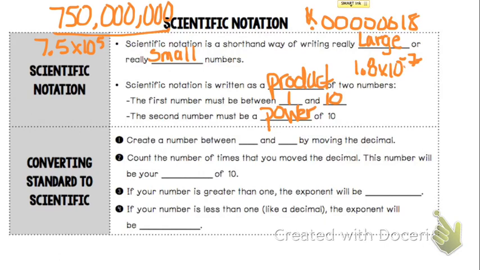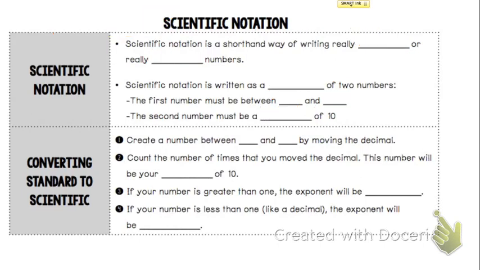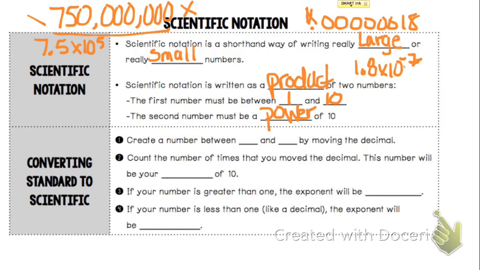So when we're converting standard to scientific, this is a standard number, and this is a standard number. When we take a standard number, we're going to create a number between 1 and 10 by moving the decimal. And we all know that the decimal in this number is right here. We're going to count the number of times that you move the decimal, and this will be your power of 10.